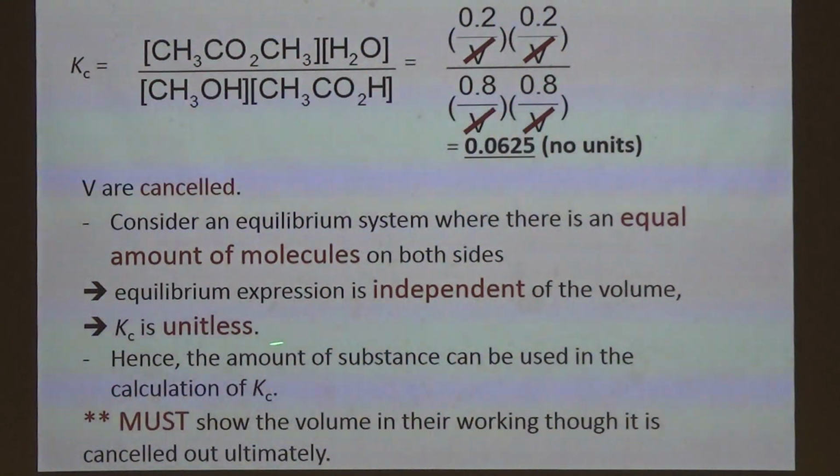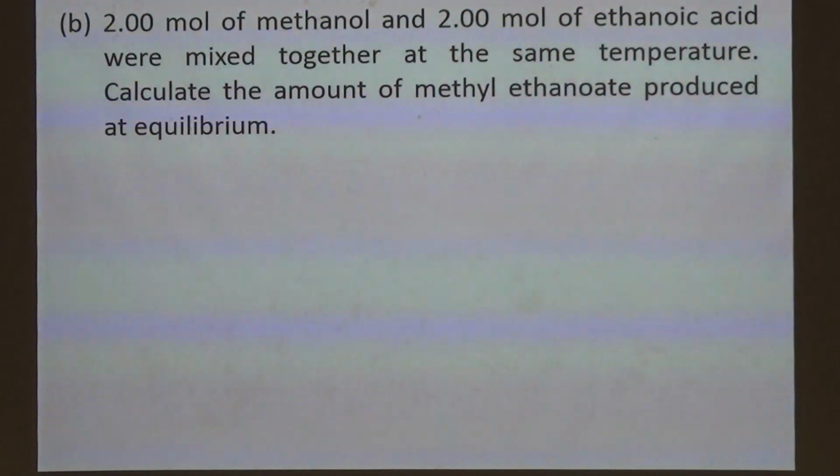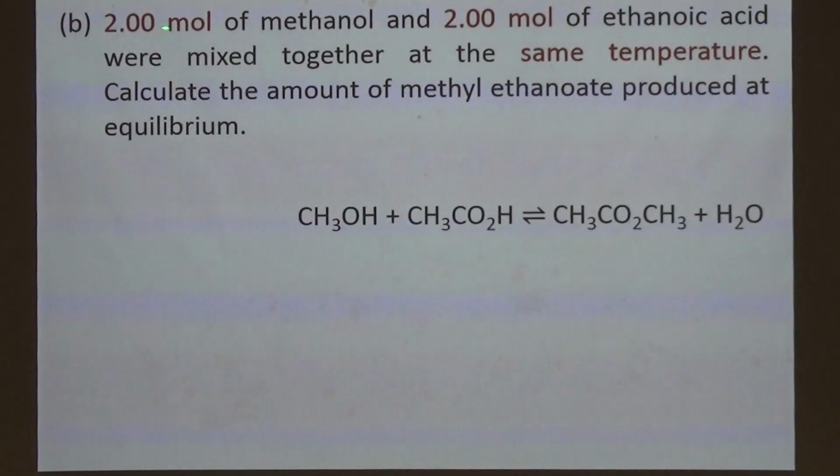So the amount of substance can be used in the calculation of Kc. You should show the volume in your working, even though it gets cancelled out ultimately and doesn't affect us. Okay? So for 4.4b, in this case, 2.00 moles of methanol and 2.0 moles of methanoic acid are mixed together at the same temperature. Calculate the amount of methyl methanoate produced at equilibrium. 2 moles, same temperature.